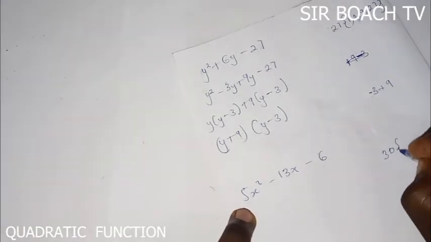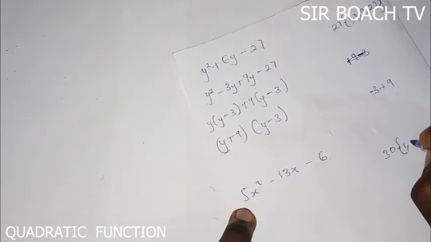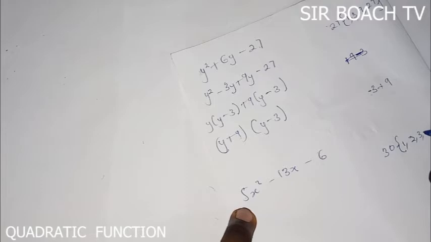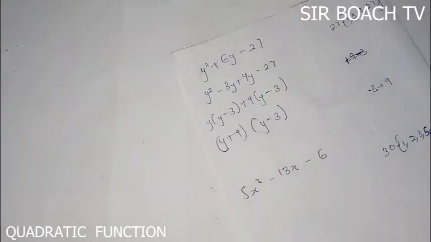So let's find the factors of 30. We get 1, 2, 3, 5, 6, 10, 15, and 30. These are the factors of 30. Now we want 2 numbers. When we multiply, we get minus 30, but when we add, we will get minus 13.